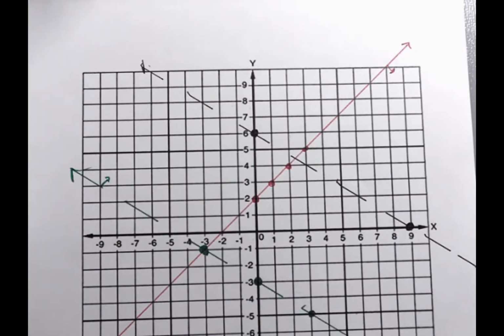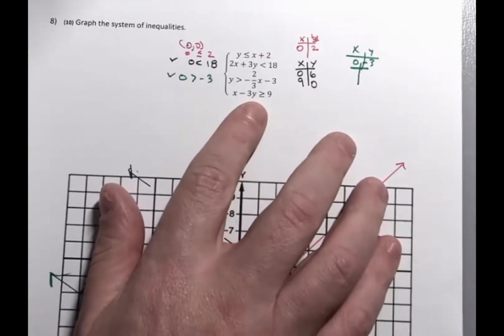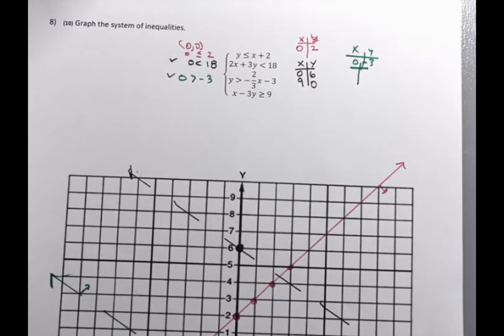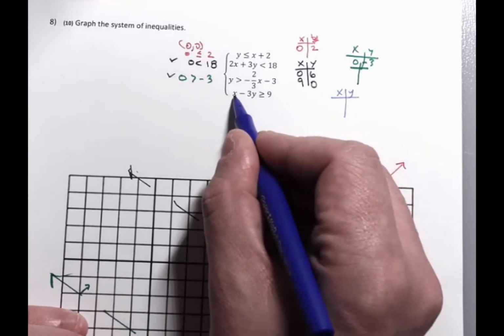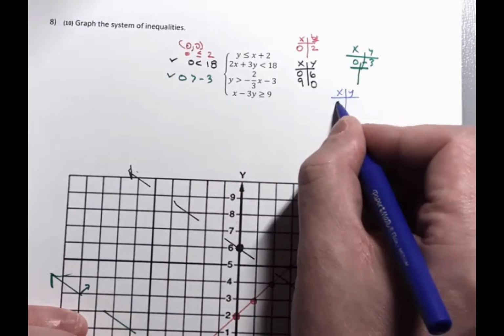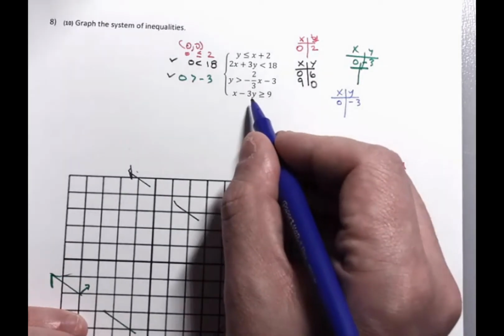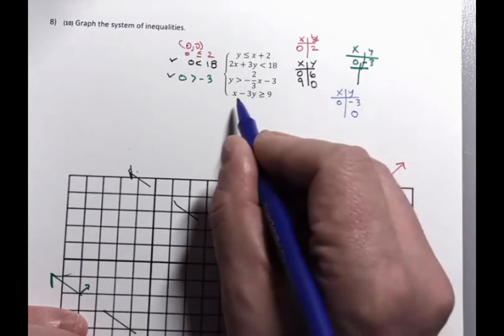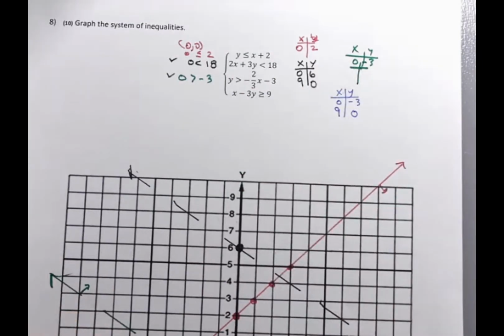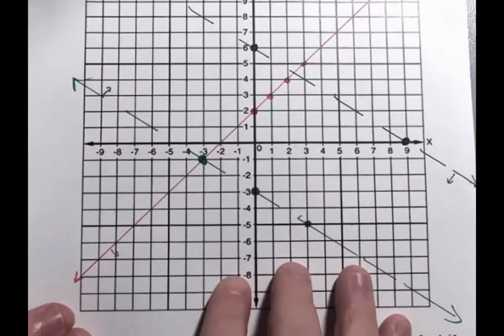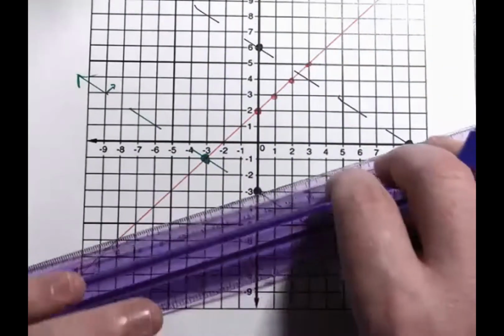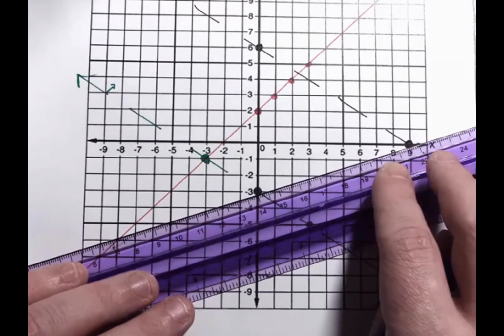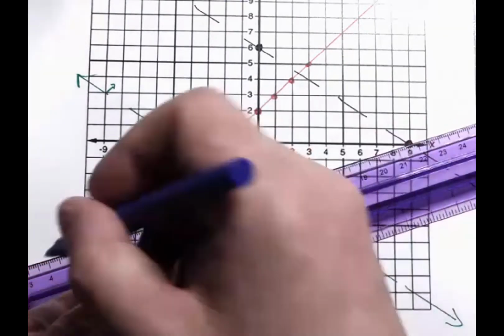Okay, one last line to do, which is the x minus 3y bigger than or equal to 9. For that inequality, if I let x equal 0, y would be equal to negative 3. And if I were to let y be 0, x would be equal to positive 9. So this one needs to go through 0, negative 3 and 9, 0. It was a bigger than or equal to, so this one's going to be a solid line. And so I will connect them.